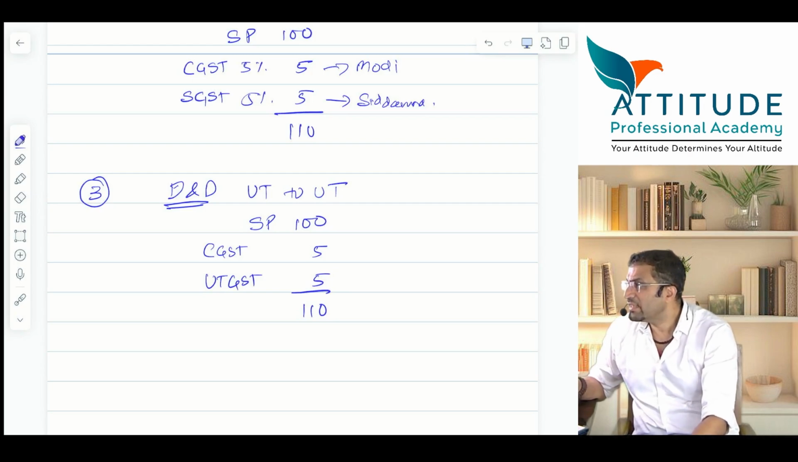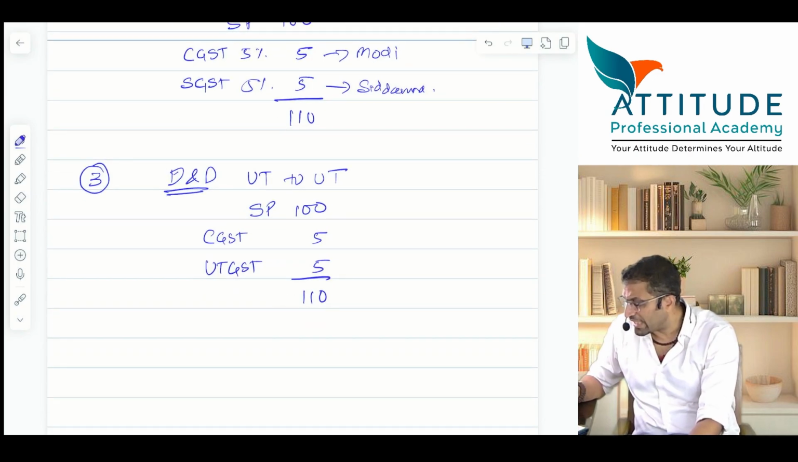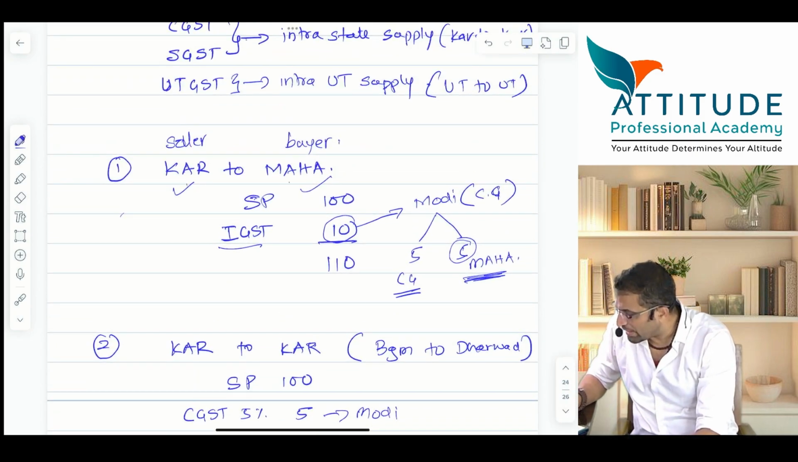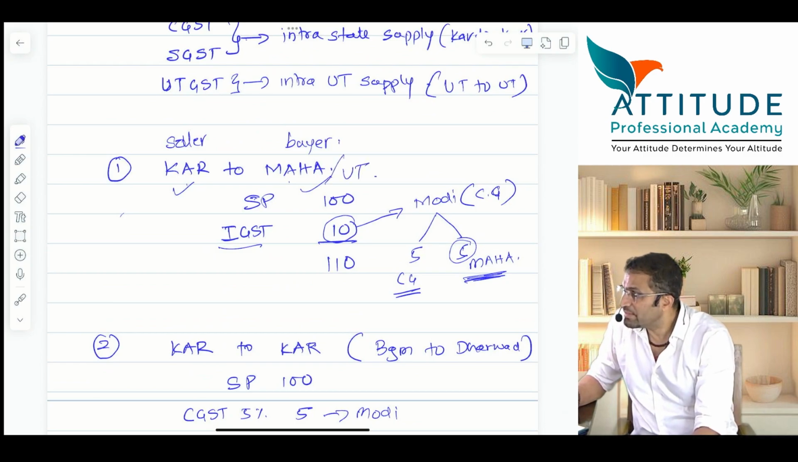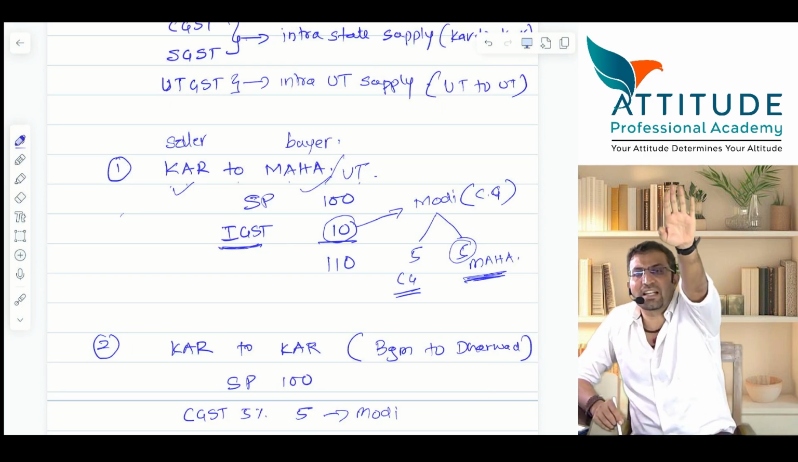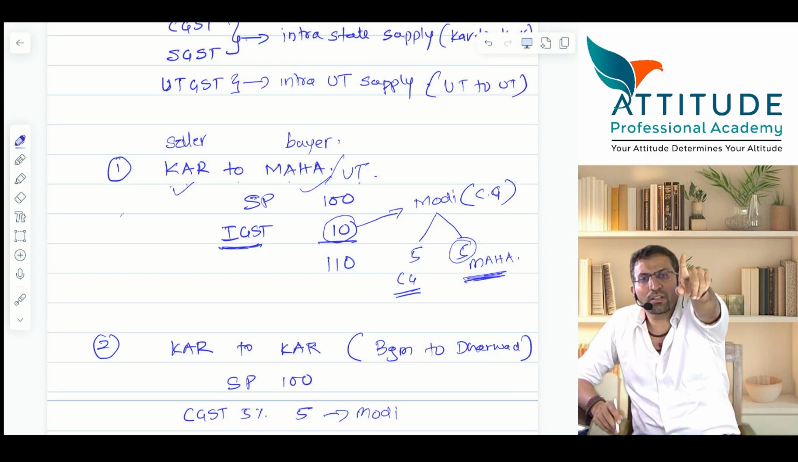Any difficulty? Suppose goods are sold from Karnataka to UT, then IGST will come here. So Karnataka to Maharashtra, or even it could be a union territory. Whether it is Karnataka to Maharashtra or union territory, you will have IGST only. Only thing, after it goes to the central government, from there it is split. Did you understand? Any difficulty? All of you understood? Okay.